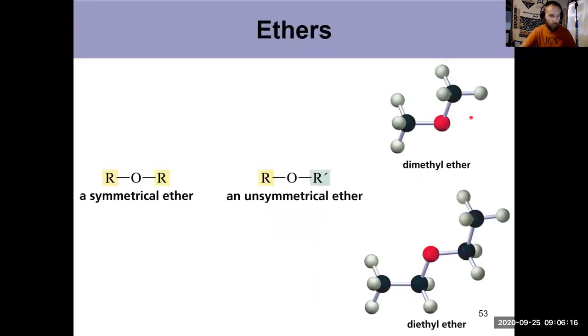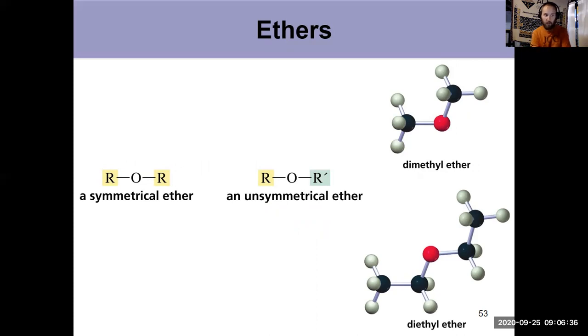There are two types of ether that we need to pay attention to. Well, first, we need to know what an ether is, right? It's a compound with oxygen in the middle and two alkyl groups on each side. And whether or not those alkyl groups are the same will affect the type of name that we have.